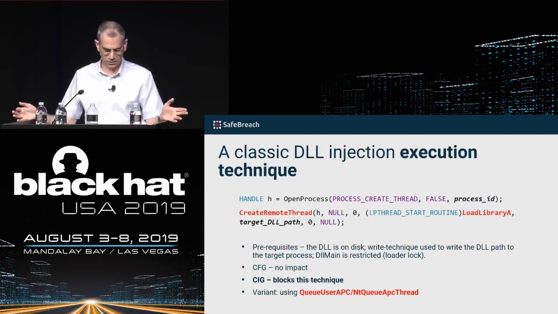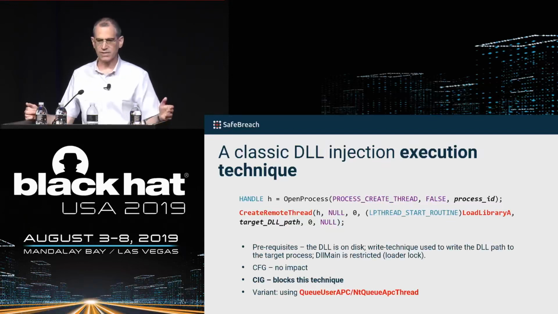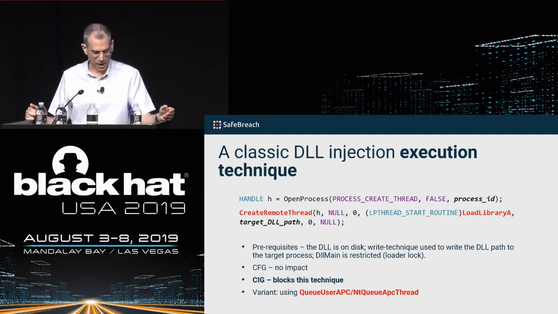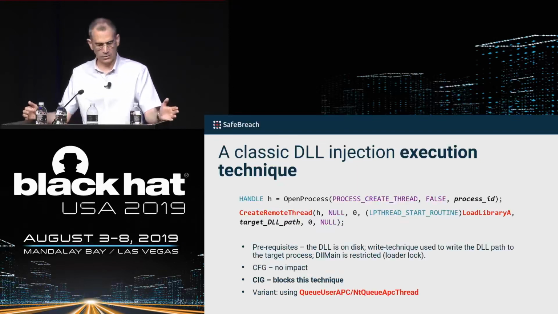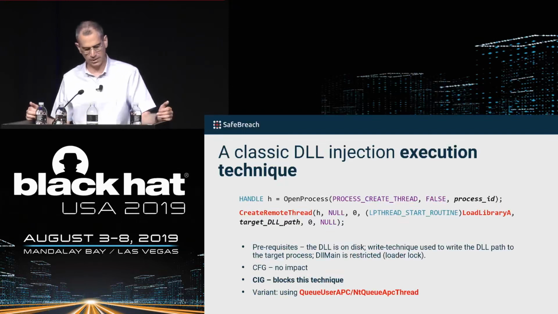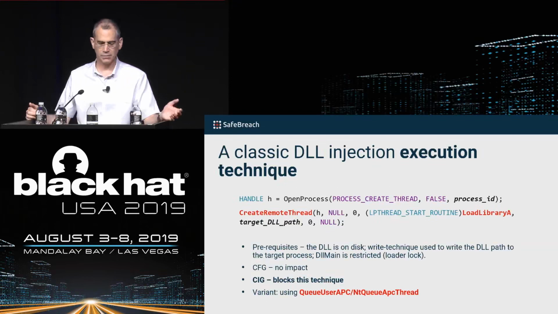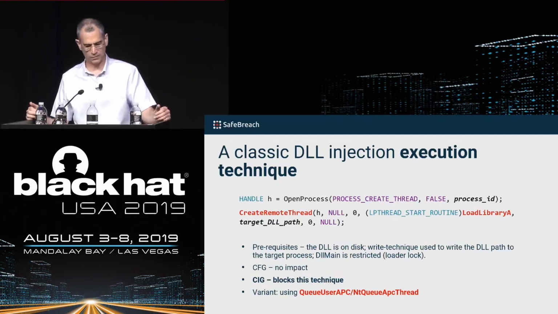CFG has no impact on this technique because LoadLibraryA is obviously a CFG valid address in the target process. However, CIG will block this technique assuming that this DLL is not signed by Microsoft, and unless you have the Microsoft code signing key, the CIG will block this execution method. I want to note that there are variants using QueueUserAPC and NtQueueApcThread which end up with the same conditions more or less.